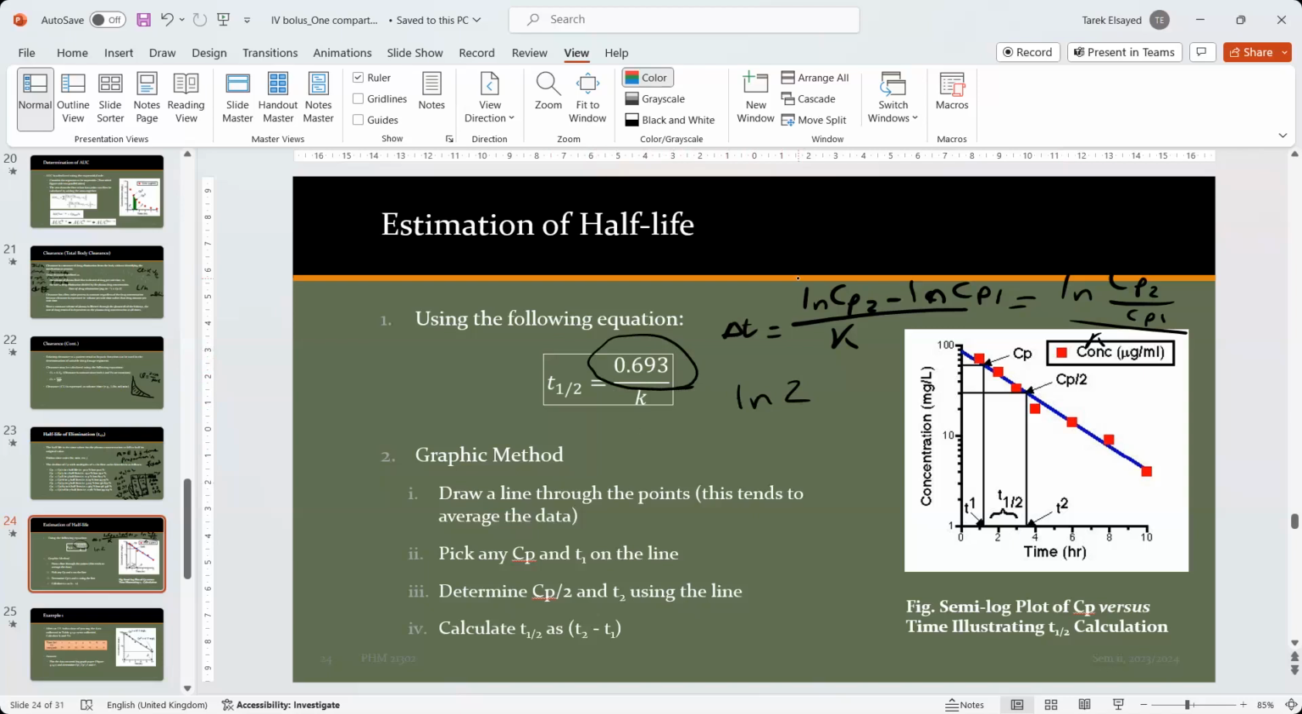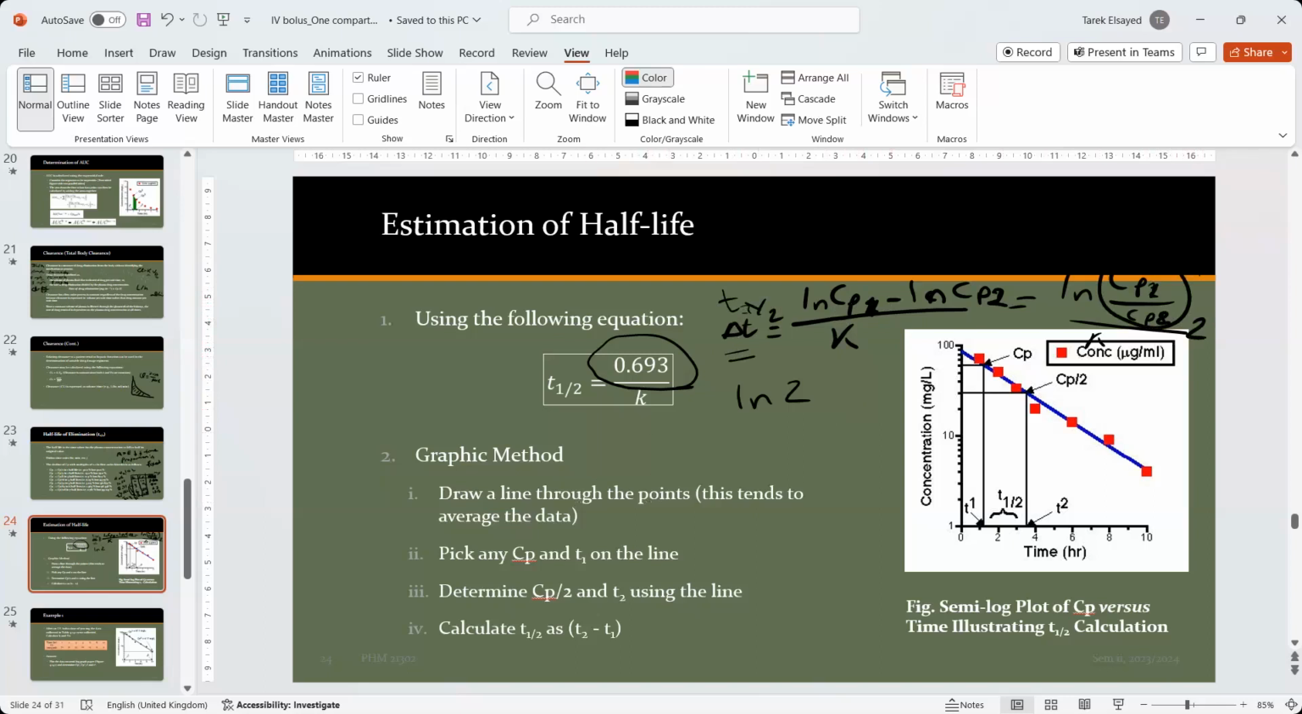Actually, the equation was ln CP1 minus ln CP2, divided by T2 minus T1. We make it like this, so we get that time. Delta T here is T half. When we say T half, the ratio between these two concentrations is 2. So ln 2, which is 0.693, divided by K is T half.